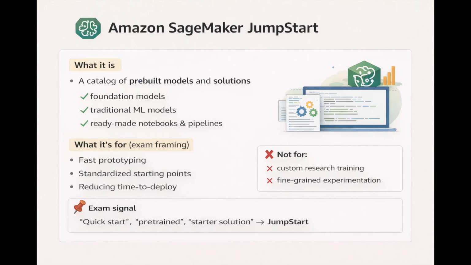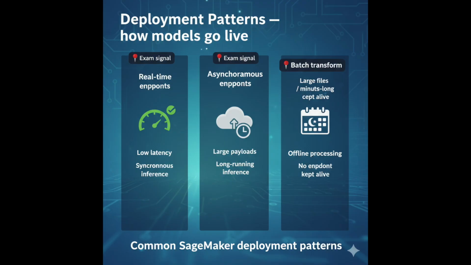1. JumpStart. Don't start from scratch. Amazon SageMaker JumpStart. What it is: a catalog of pre-built models and solutions. Includes foundation models, traditional ML models, ready-made notebook pipelines. What it's for: fast prototyping, standardized starting points, reducing time to deploy. Exam signal: quick start, pre-trained, starter solution, JumpStart. Not for custom research training or fine-grained experimentation.